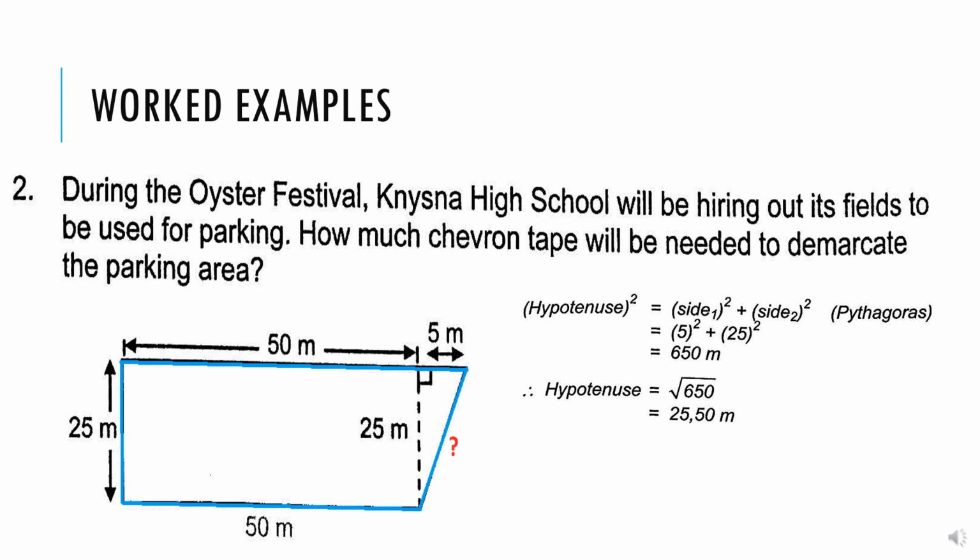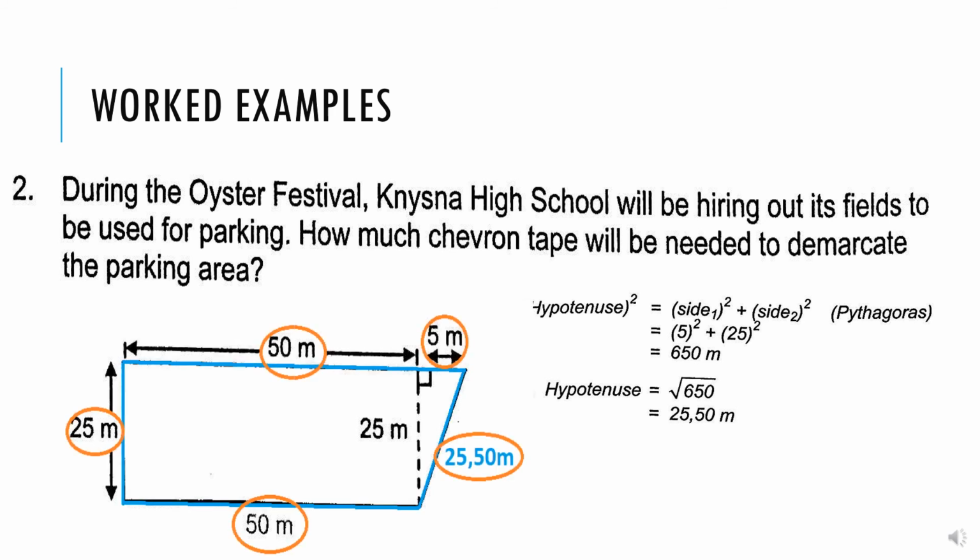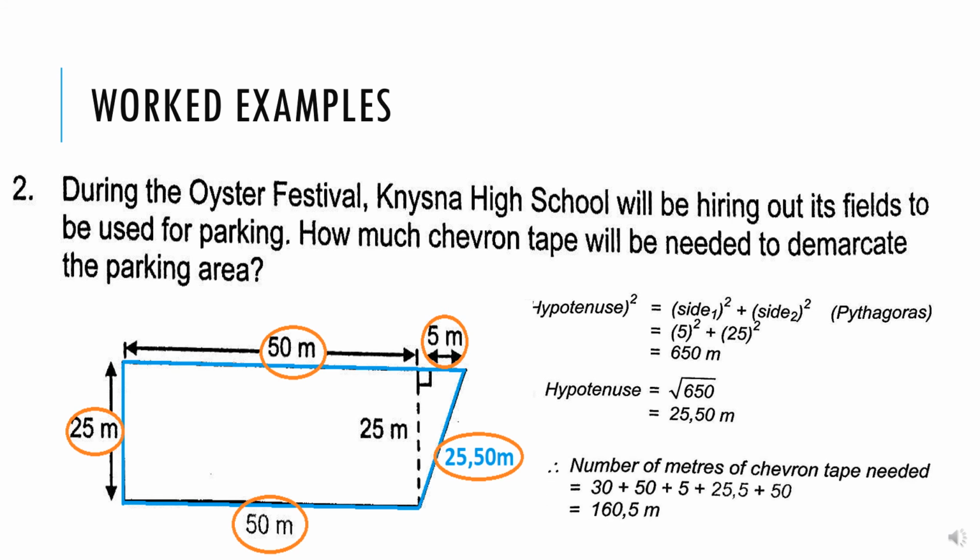So again, the formula is hypotenuse squared equals side 1 squared plus side 2 squared, which is the theorem of Pythagoras. That gives you 650 meters, but remember you need to get the square root of your answer to get the actual distance. And this is given as 25,50 meters. So now that we have all of our lengths, we can just add them together to find the number of meters of chevron tape that we need.